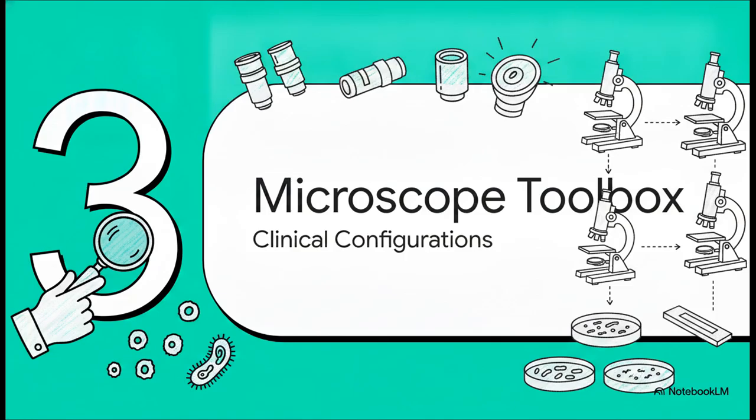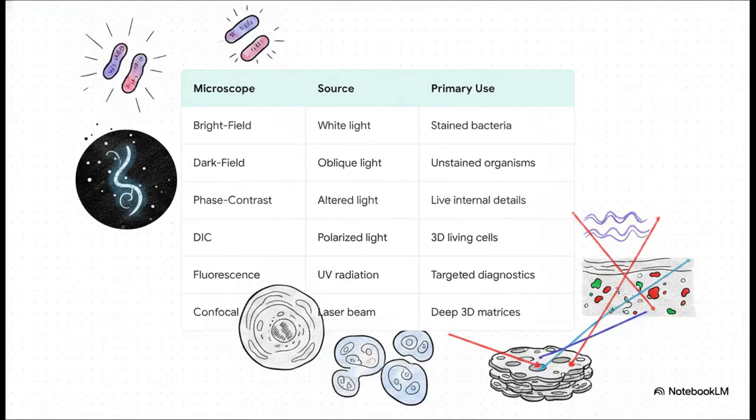Section 3. The Optical Microscope Toolbox. 6 Clinical Configurations. All right, with magnification and resolution mastered, let's open up the optical toolbox. Now, what's really interesting about this is how different lighting setups completely change what we can diagnose. Bright field is your absolute clinical staple, perfect for preserved, stained bacteria like a gram stain.